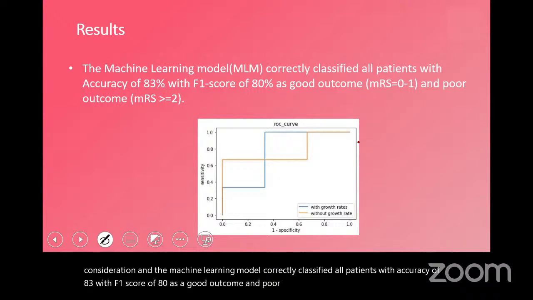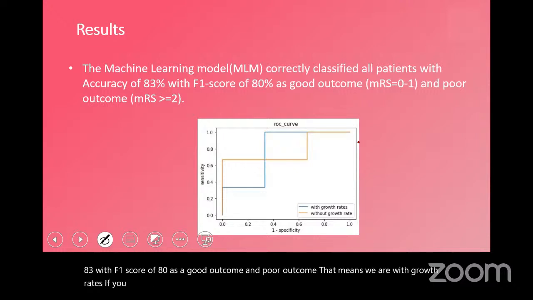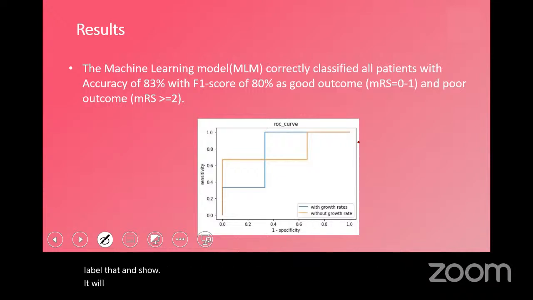That means if you add growth rates, that will give more information on how the infarct is growing. We are able to label that, and it will give better results.